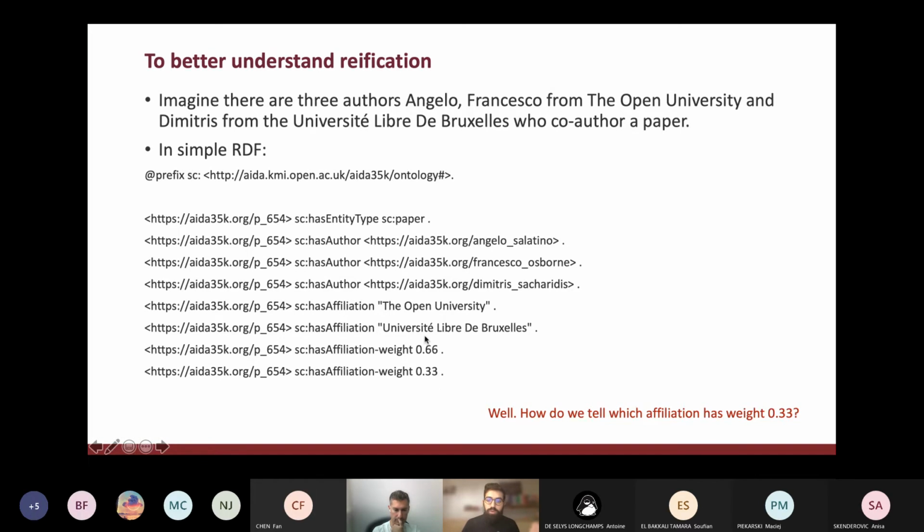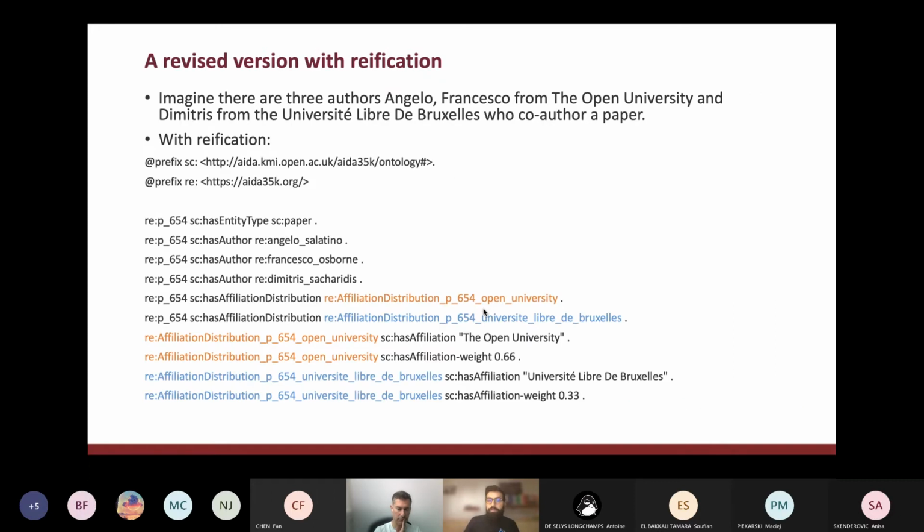Is it to the Université Libre de Bruxelles or the Open University? So you see that I am stating facts, but I am being very ambiguous. So there is no way a machine can interpret this in a proper way. So one way of doing this is through reification. So imagine again the same problem.